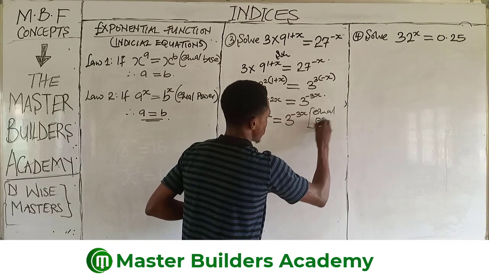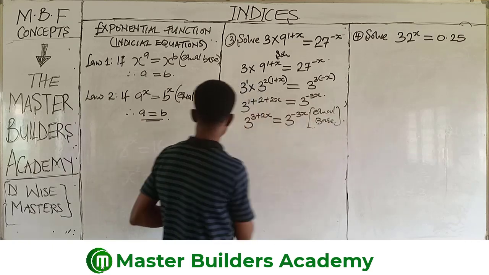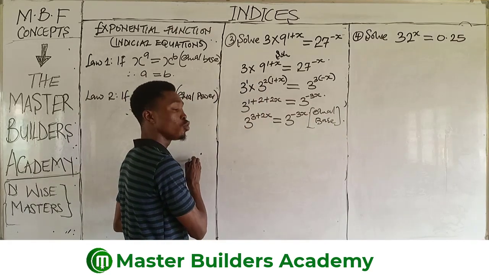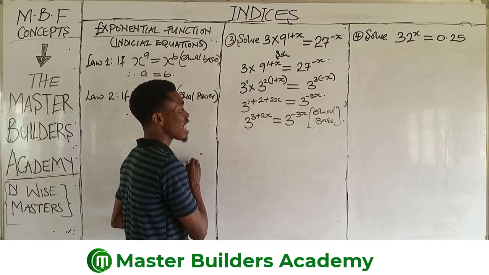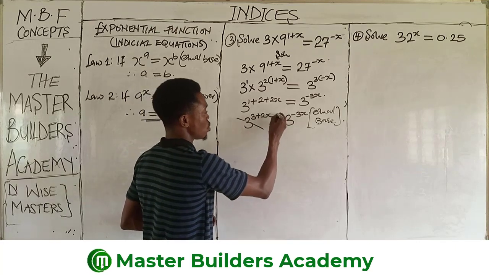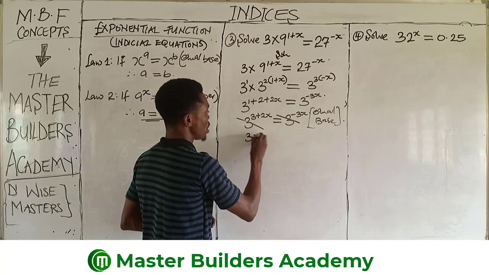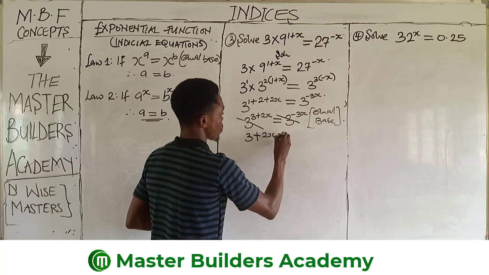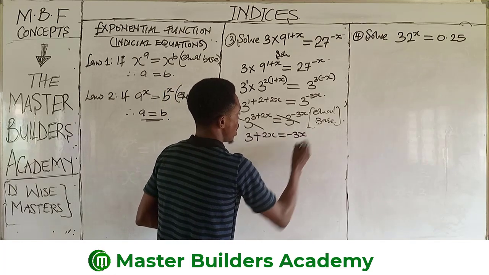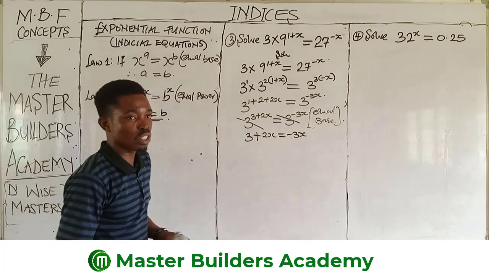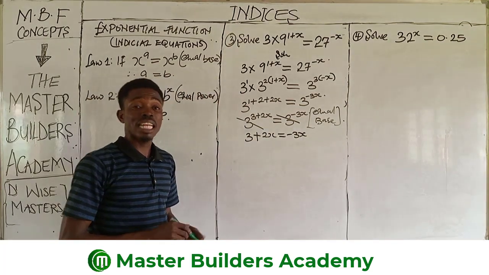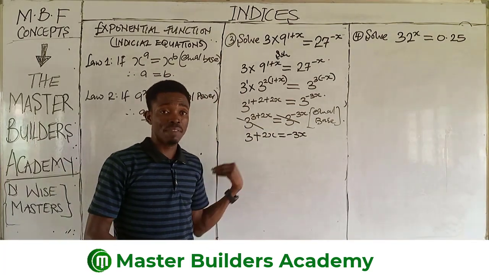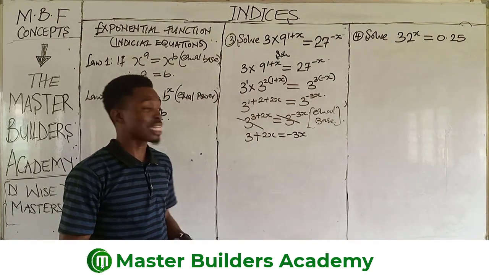What happens here now? Equal base. And what do you do when you have equal base? All you simply do is to cancel out the base and equate the power. So the base cancels the base, then we equate the powers: 3 plus 2x equals minus 3x. And what's the next thing we do now? This is a linear equation. All we need to do is to collect like terms. Take all the variables to the left hand side and take all the constants to the right hand side.